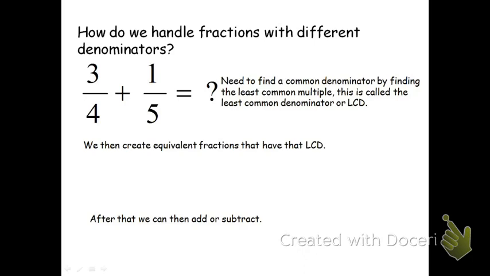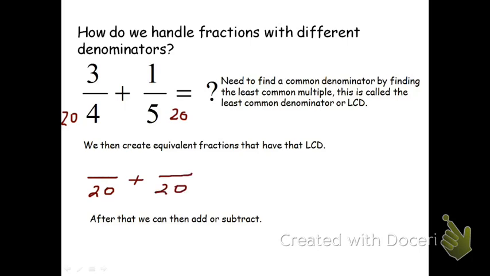Okay, so what do we do if there's different denominators? Well, what we want to find is what's called the least common denominator, which is the least common multiple of the numbers. So when I think of multiples of 4, for example, I think of 4, 8, 12, 16, 20, 24, and so on. For 5, I've got 5, 10, 15, 20, 25, and so on. Well, if you noticed, both of them had a common multiple of 20, and that's the smallest common multiple. That's our least common denominator then. Okay, so we need to change both of these fractions so that there's something over 20.